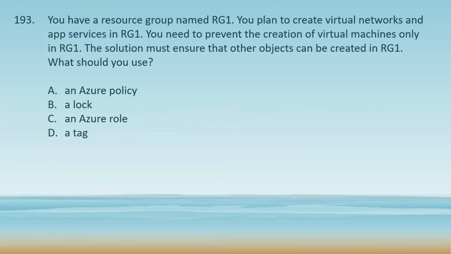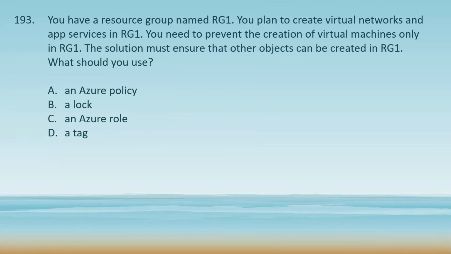Next question. You have a resource group named RG1. You plan to create virtual networks and app services in RG1. You need to prevent the creation of virtual machines only in RG1. The solution must ensure that other objects can be created in RG1. What should you use? So you need to create virtual networks and app services in RG1, and you need to prevent the creation of virtual machines only in RG1. So what would you use? Your options are an Azure policy, a lock, an Azure role, a tag.